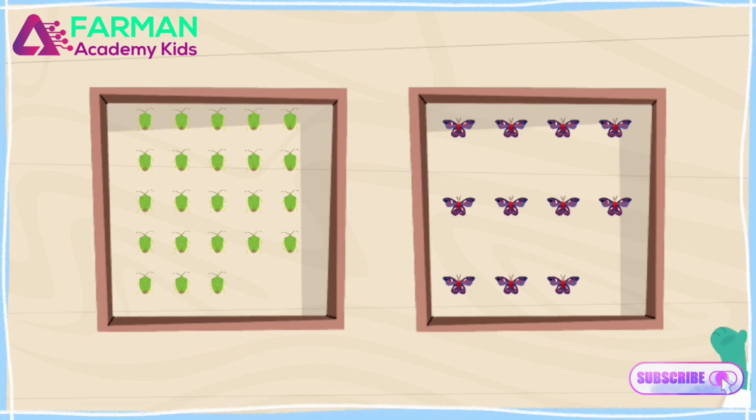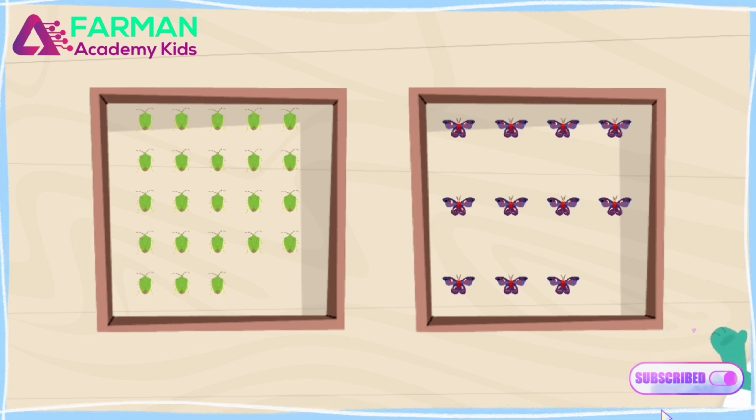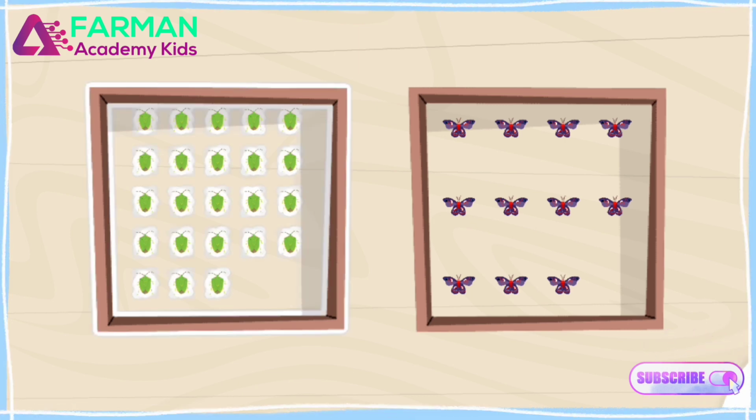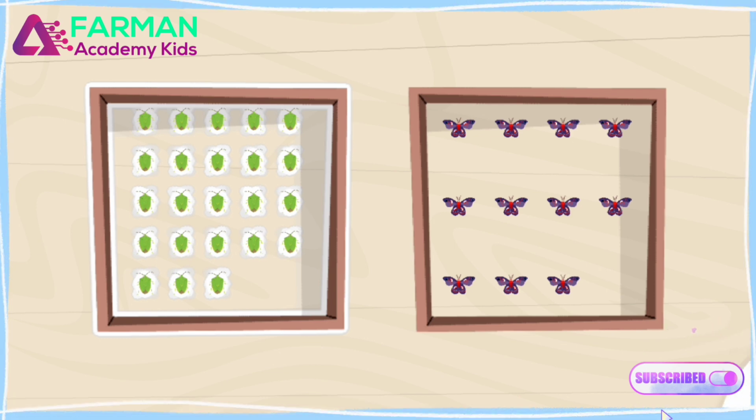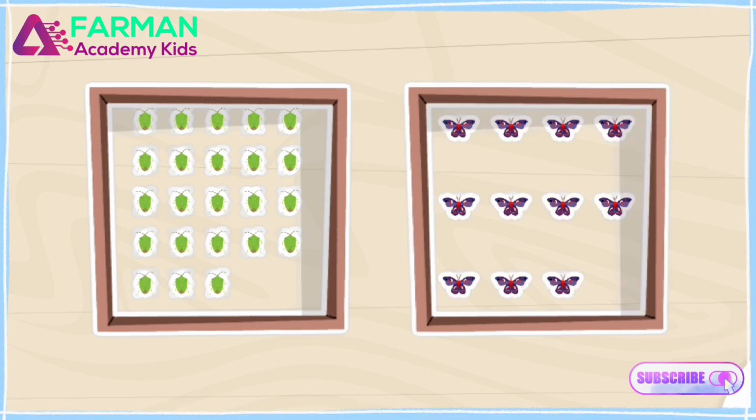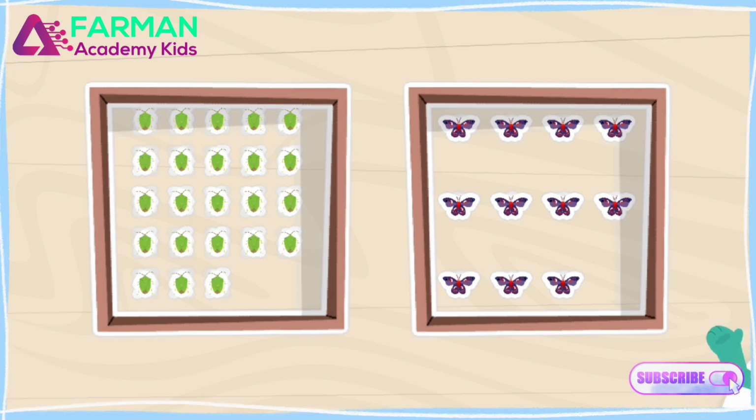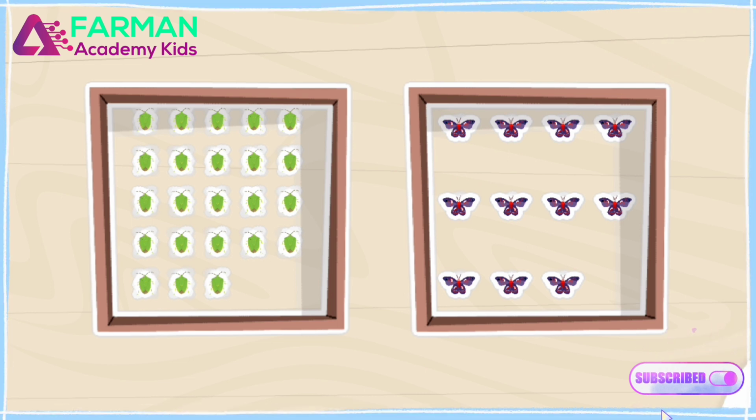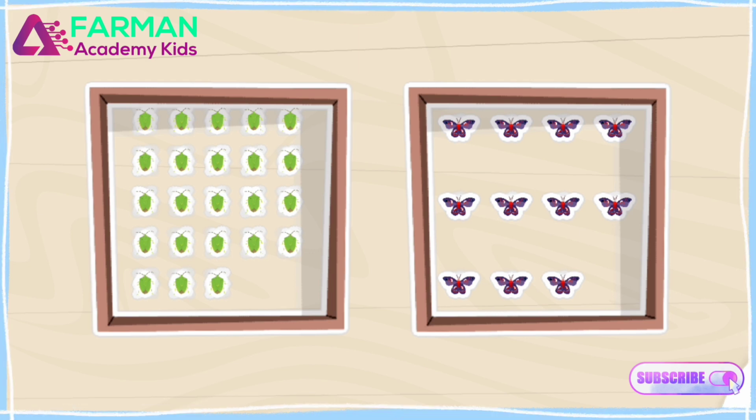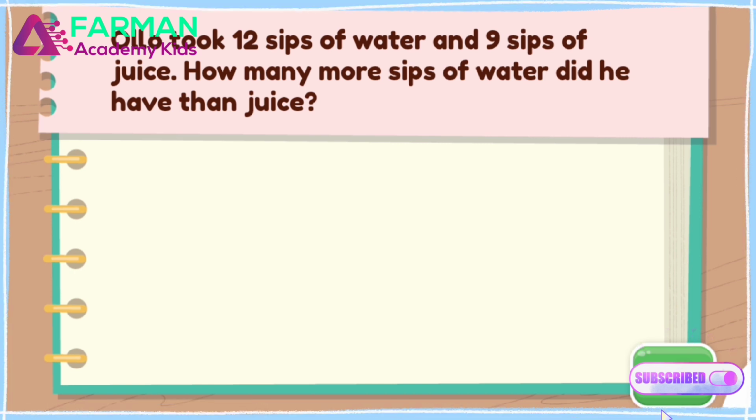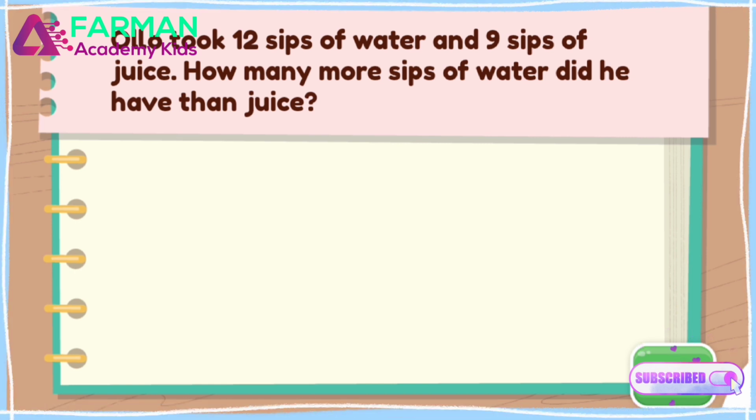These are the bugs from the video. Count them to double check. Tap both boxes. 23. 11. Super! There are 23 beetles and 11 butterflies. There are 12 more beetles than butterflies. Read this word problem. Tap the green button when you're done.